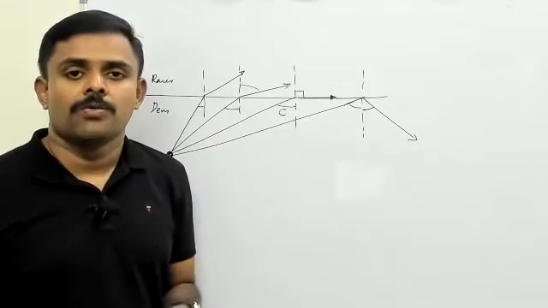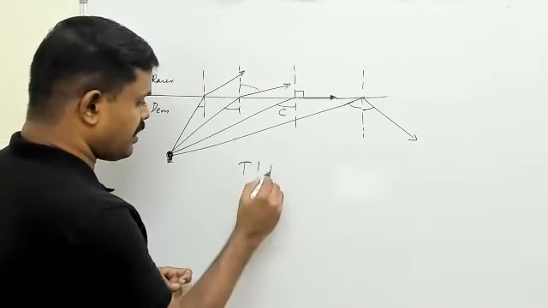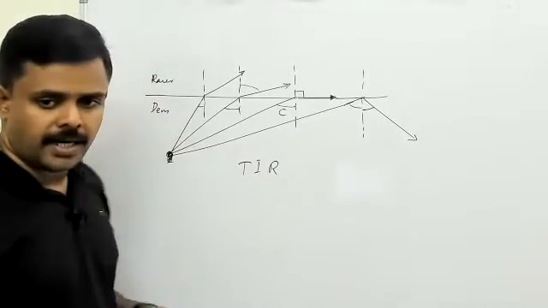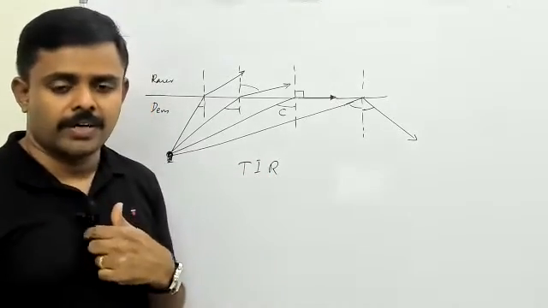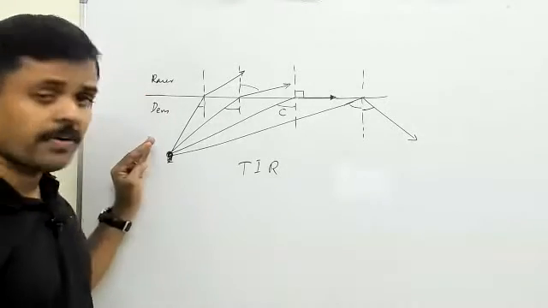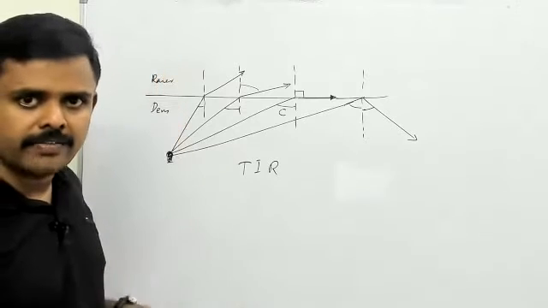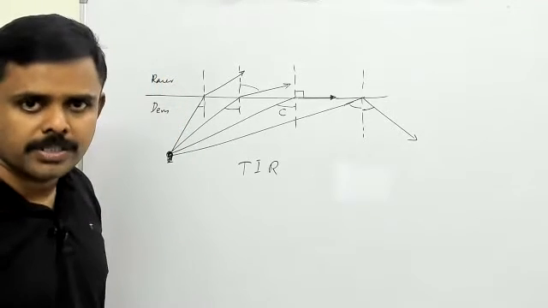Question number 1, what are the conditions for TIR to occur? Total internal reflection can be called TIR. Number 1, the ray should go from a denser medium to a rarer medium. It can't be the other way around. Rarer to denser is never possible.